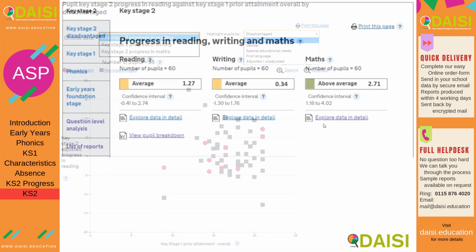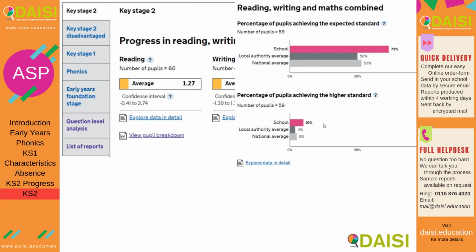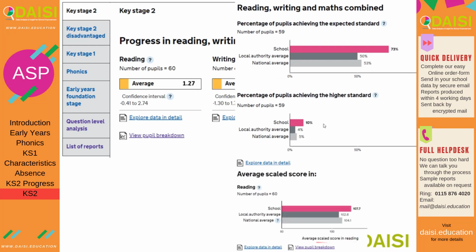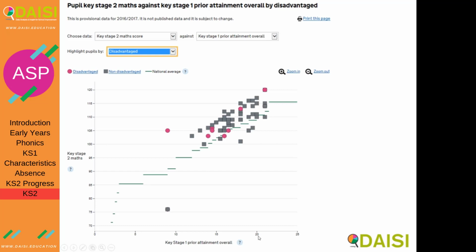These aren't the only scatter plots available in the ASP. If I go back to the Key Stage 2 tab and scroll down, there is another View Pupil Breakdown. It looks identical to the one in progress, but the one underneath average scaled score actually gives you an attainment scatter graph. So instead of plotting Key Stage 1 prior attainment against progress, it plots Key Stage 1 attainment against Key Stage 2 attainment with your scaled scores.